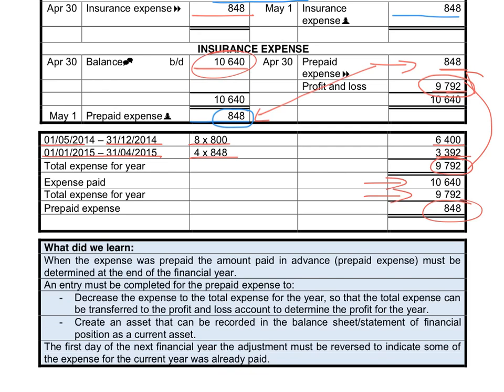What did we learn? When the expense was prepaid, the amount paid in advance for the next financial year must be determined at the end of the year, so that we can decrease the expense to the actual expense for the year, because only the expense for the current year must be transferred to the profit and loss so that we can determine what is the profit for the year.